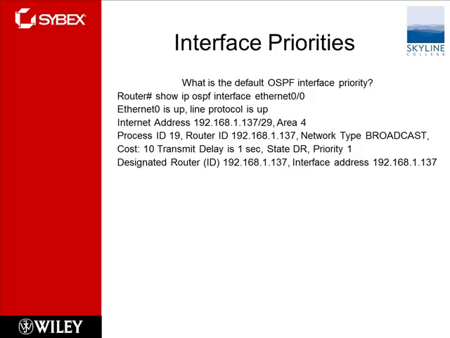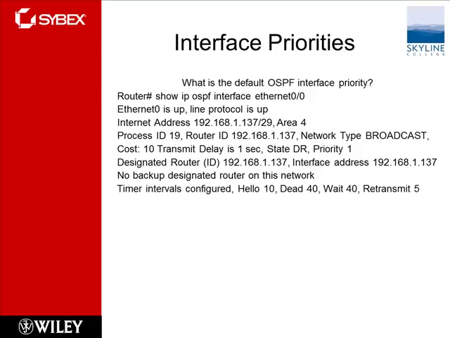Designated router ID is me. The interface address is the one that we have configured on this interface. No backup designated router on this network, which means it's probably the only OSPF router on the network. Otherwise, one would be elected.